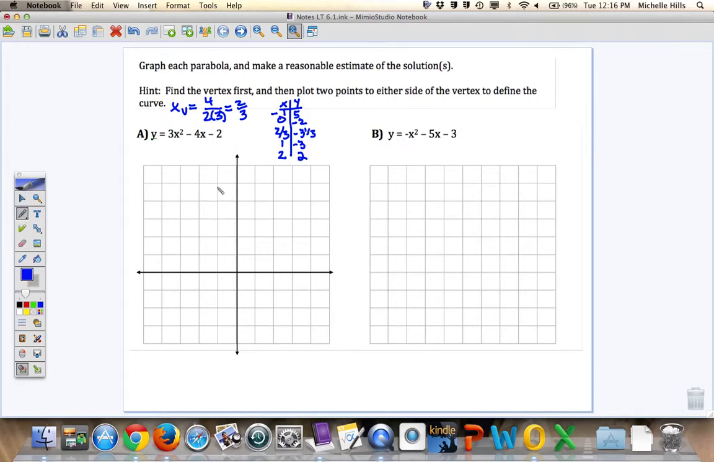So -1, 5, 0, -2, 2/3, and -3 1/3, 1, -3, and 2, 2. Now I cannot draw this very neatly on here. I usually turn my paper to the side so that I can get a pretty good curve. Yours should be much neater than mine is.